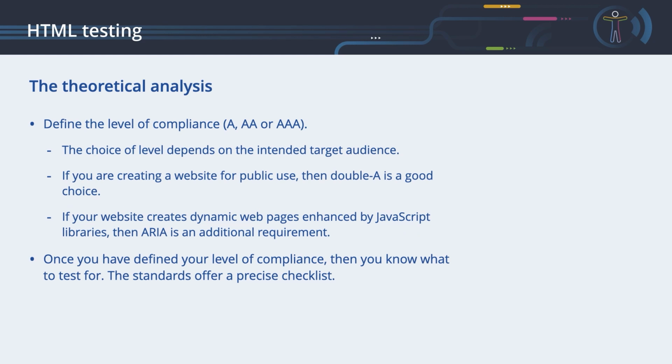Before we start our tests, we have to define our level of compliance. So, do we test for A, AA, or AAA compliance? The choice of level depends on the intended target audience. If you are creating a website for public use, then AA is a good choice. Most public tenders in the European Union ask for WCAG with AA compliance.